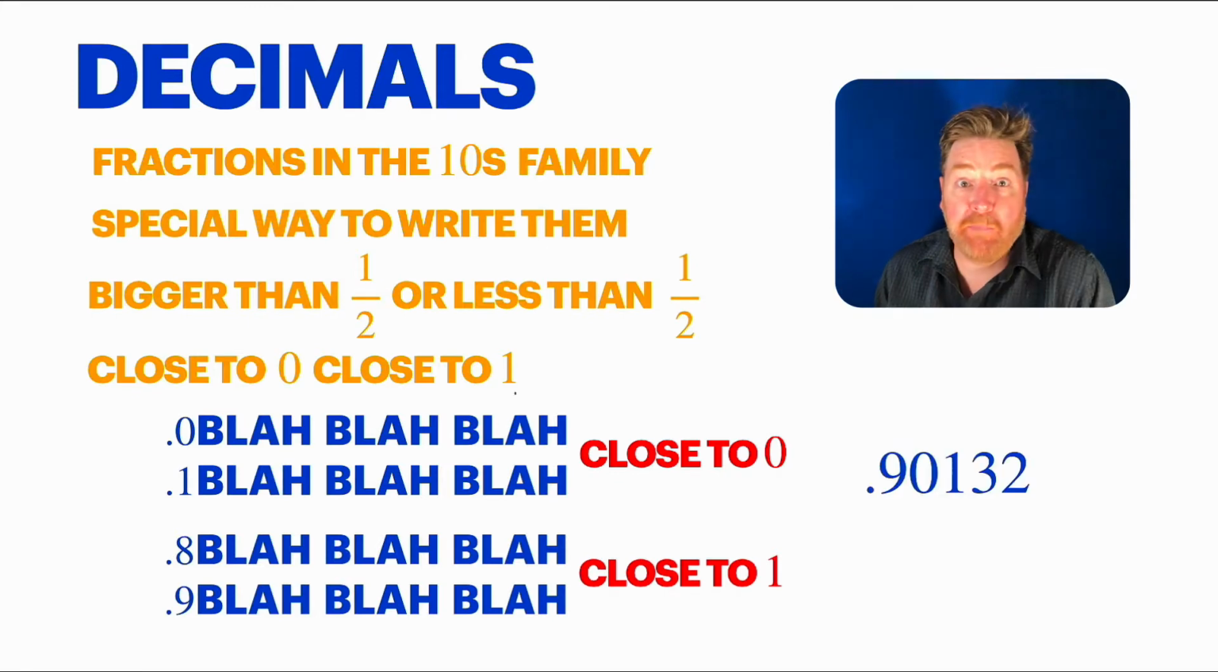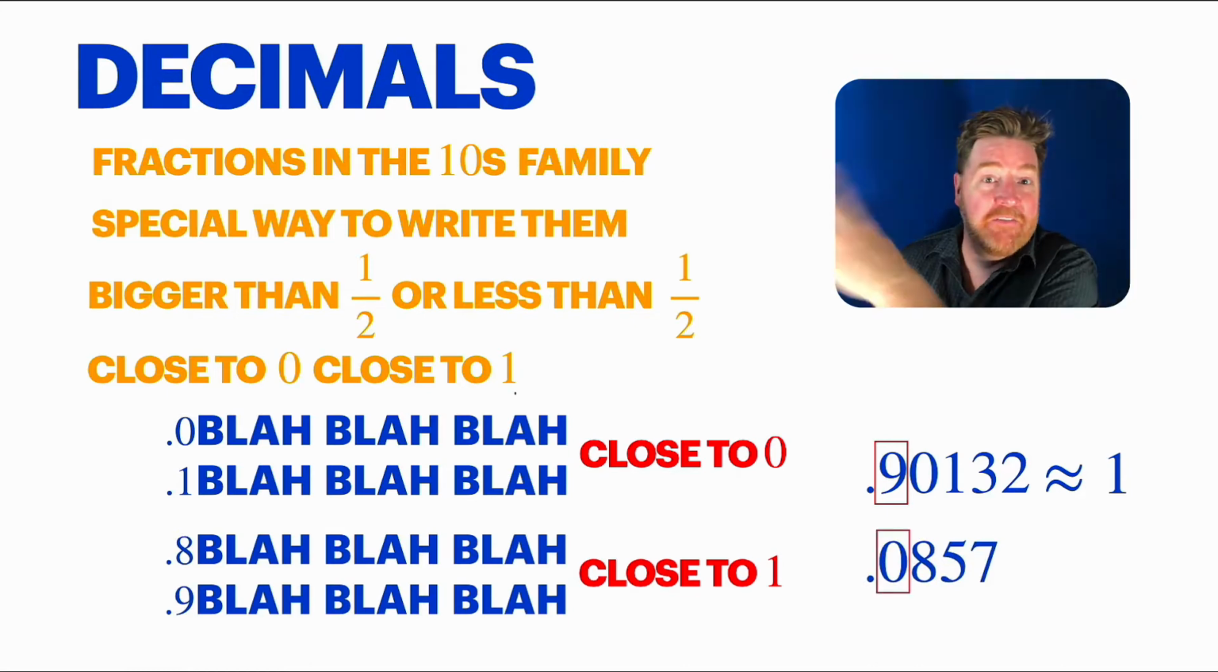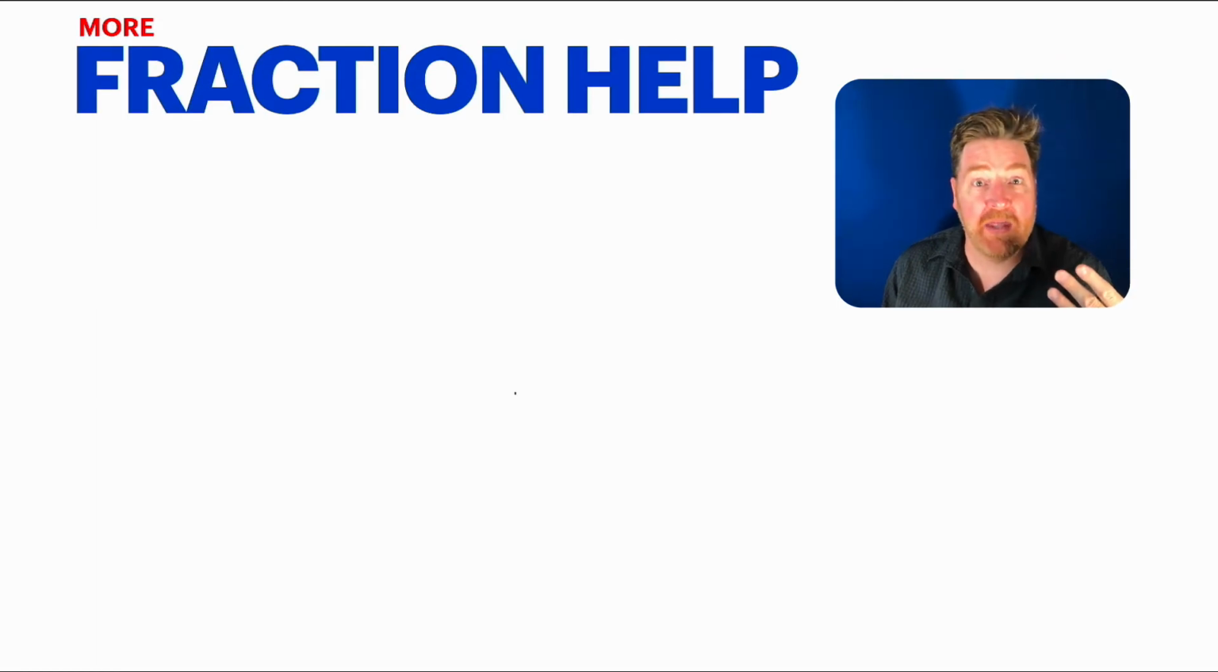All right, so for example, 0.90132, well, that's super, super close to 1. Looking at that tenths place, right? And if you have 0.0857, well, look at that tenths place. I don't care about the 8 and the 5 and the 7, even though they're pretty big. Guys, that decimal is close to 0. All right? So our understanding of fractions really helped us push forward and understand these decimals. Let's keep going with that. Let's keep going to the fractions for help in understanding these decimals.